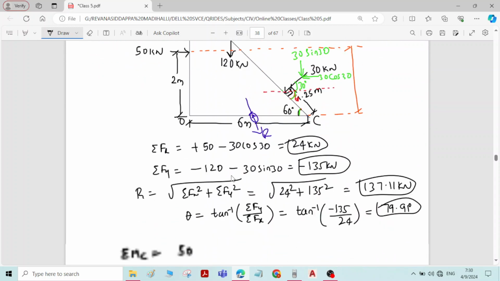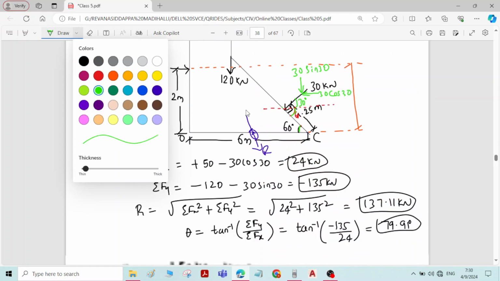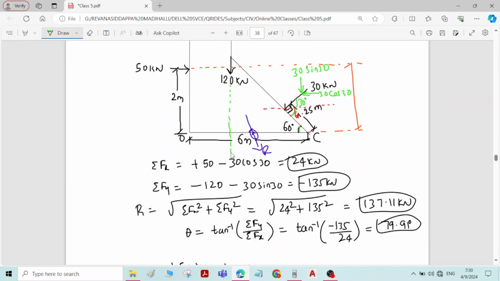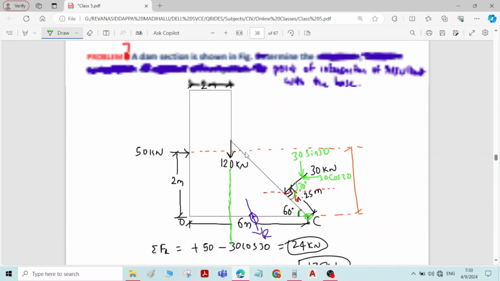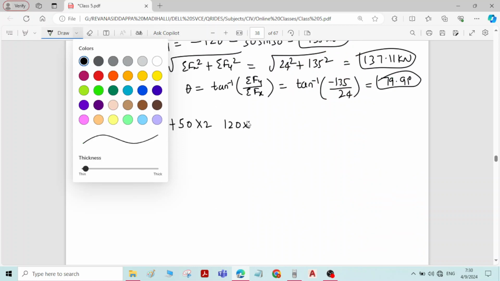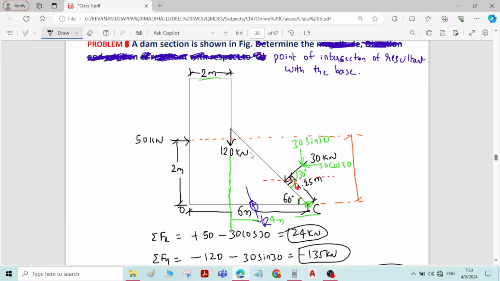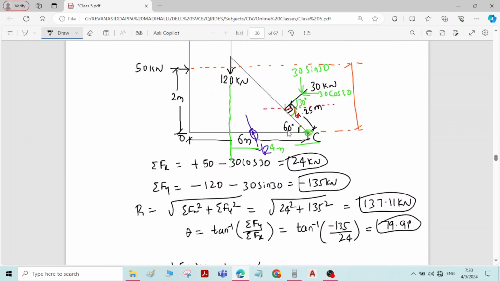Then you find the moment of the 120 kilonewton force. 120 into the perpendicular distance; you draw the line of action. So for 120 kilonewton, this is the line of action. We have point C here. The distance of point C from the line of action is how much? Total is 6. 6 minus this 2 will give us 4 meter. So 120 into 4. And about point C, if you apply a downward force of 120 kilonewton at this point, that force tends to cause anti-clockwise rotation. Sign is minus about point C.